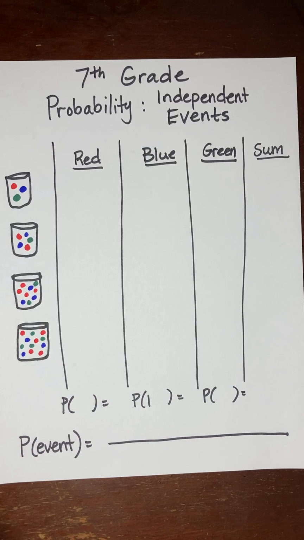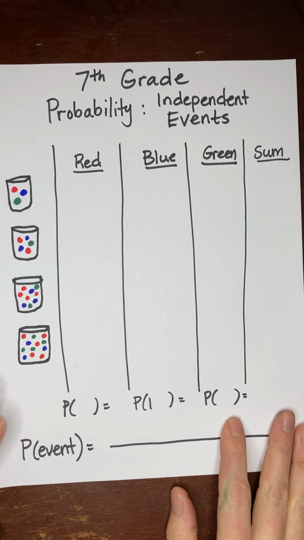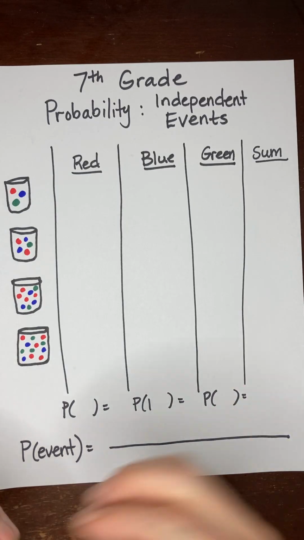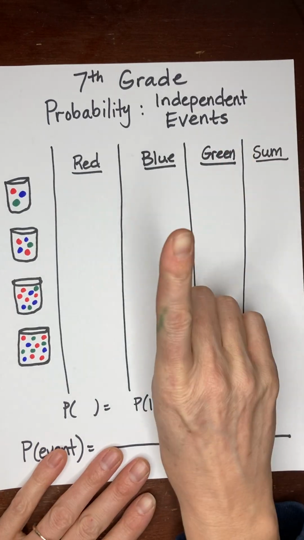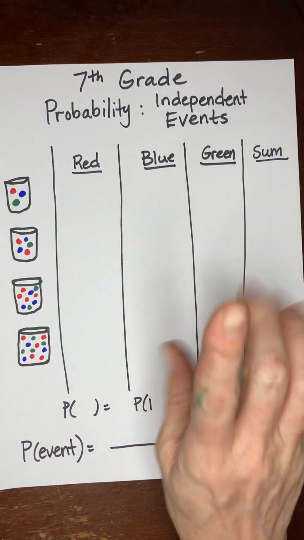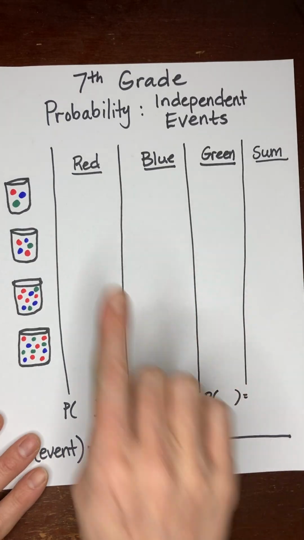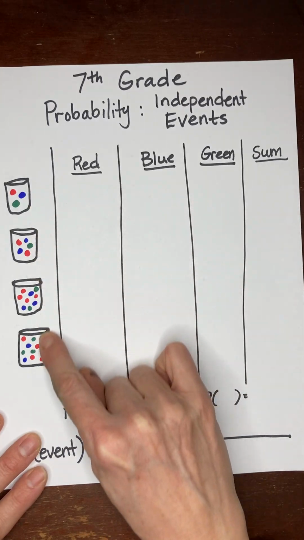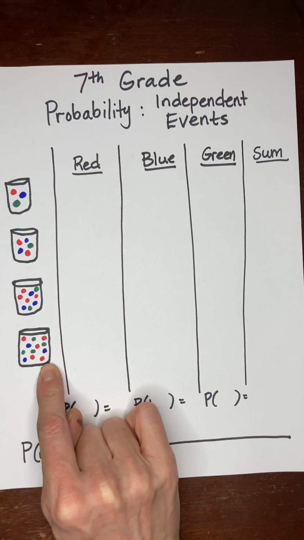Let's look at how we can calculate the probability or the likelihood of a particular event happening. We are just going to be looking at one independent event. Independent doesn't matter here because there's not two events, but we're looking at one event. Okay, so we've got red, blue, and green. These are marbles inside of our jars.